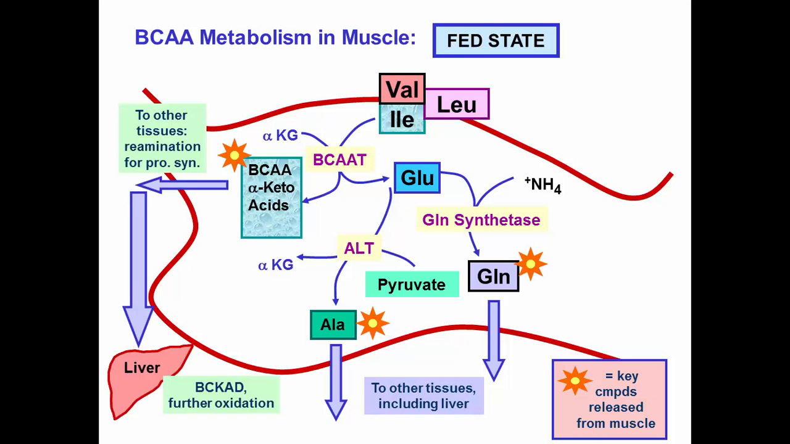These branch chain amino acids, or these alpha keto acids of the branch chains, okay? I could have written this as BCKA or something like that, but anyway, the alpha keto acids of the branch chains can then go to other tissues where they could be reaminated. If they go to the liver, they're going to go through BCKAD because we don't have transamination there. So they can go to other tissues to be used, or they can go to the liver, and they'll be further oxidized there. So that's the fed state.